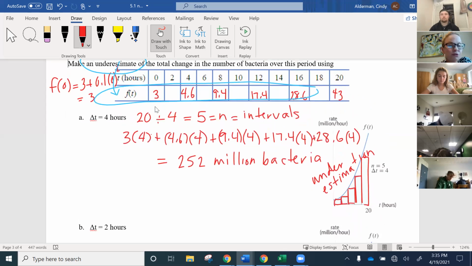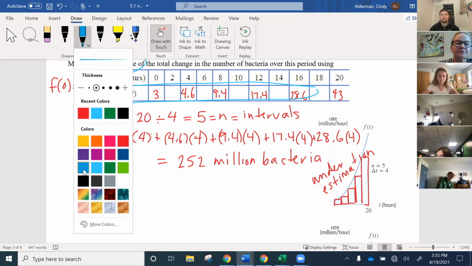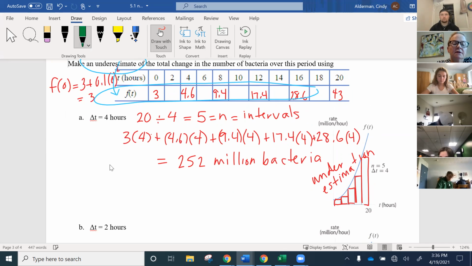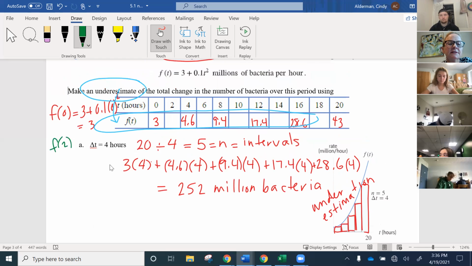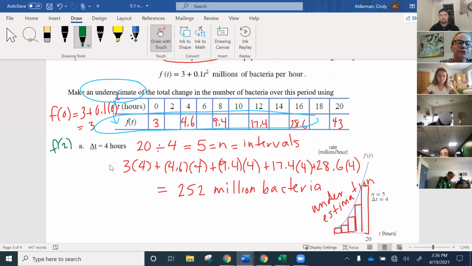Okay, at t equals 2 hours, that would mean we'd be interested in the data every 2 hours. So if we did f of 2, we're just going to put 2 where you see the t value. If you did f of 2, you put 2 in, you'd get 3.4 out. So sometimes you have to calculate the rate yourself.